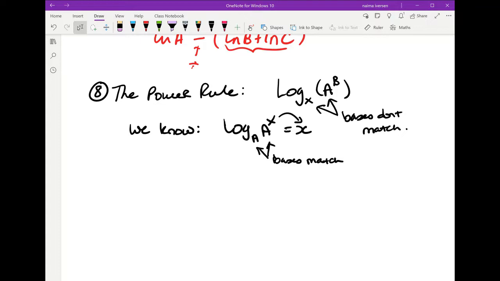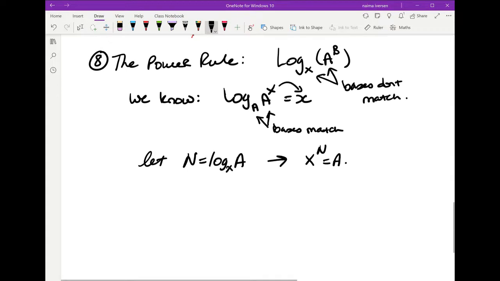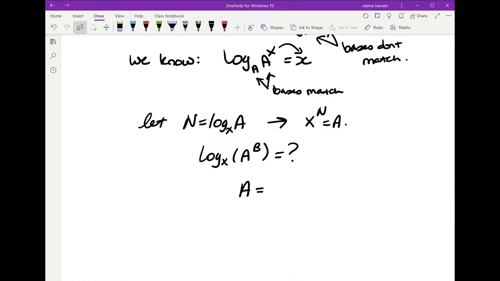So again, I'm going to start off with a little bit of a proof so you can see how this goes. I'm going to let n equal to log base x of a. If I change it to exponential form, x to the power of n is equal to a. So we start off, if I'm going to try to figure out what log base x of a to the power of b is equal to, I'm going to start off with what a is equal to. Just build it right from the middle part here. I'm going to start with the a part in here. So a is equal to x to the n. That's where I get this guy from.